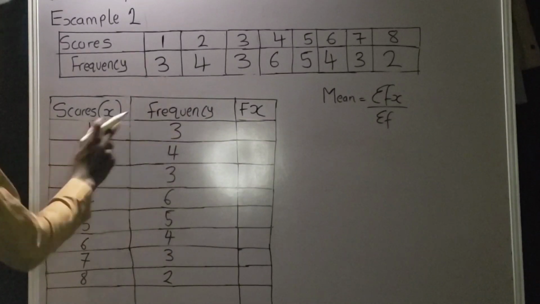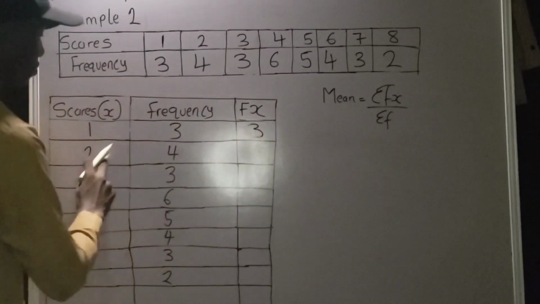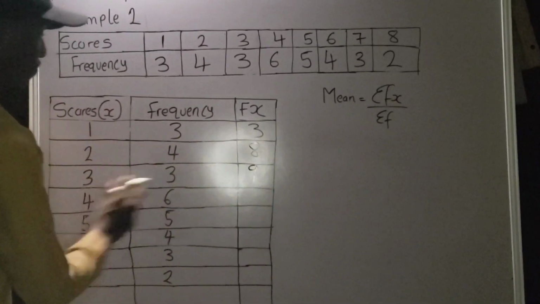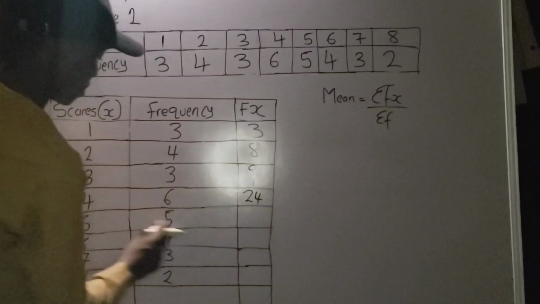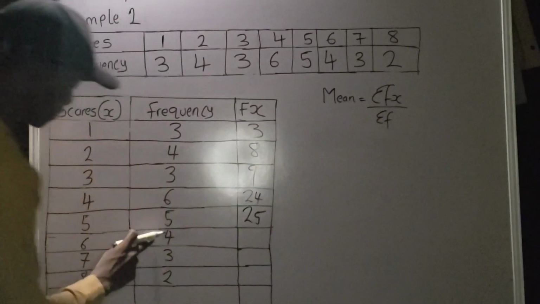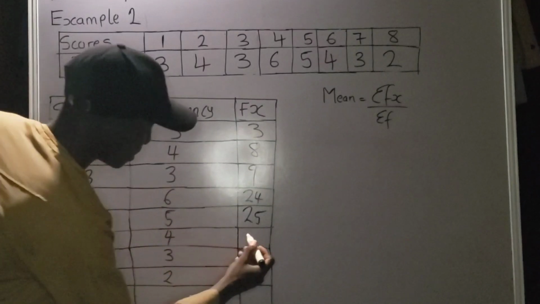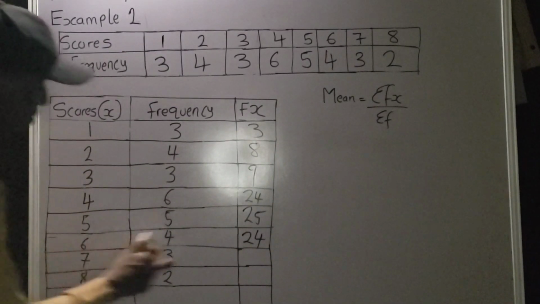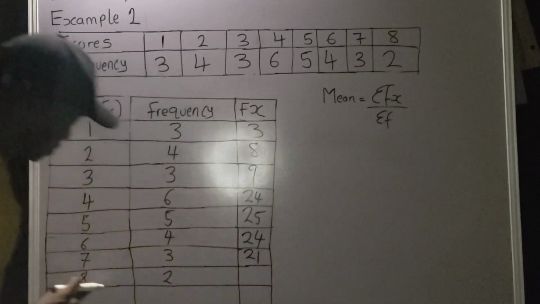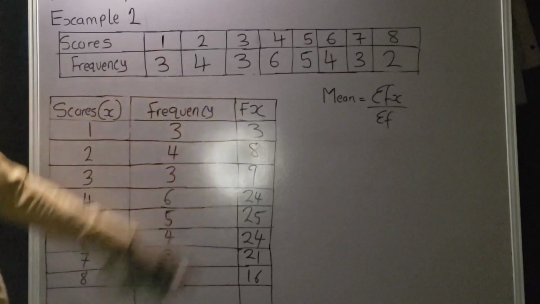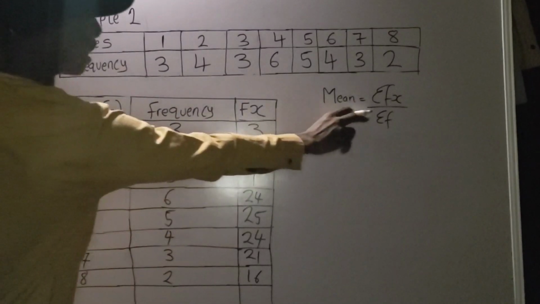So I'm going to have 3 times 1, that is 3. 4 times 2, that is 8. 3 times 3, that is 9. 6 times 4, 24. 5 times 5, 25. 4 times 6, that is 24. 3 times 7, that is 21. 2 times 8, that is 16. You understand? So let us take the summation of fx.